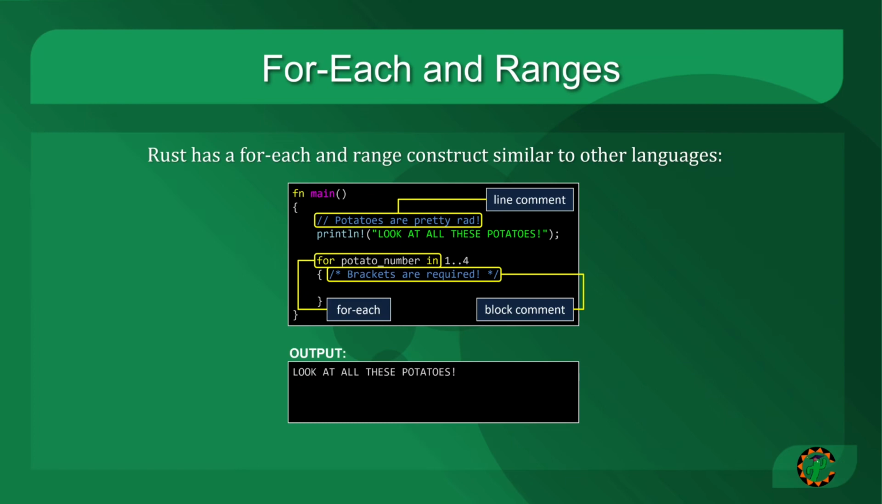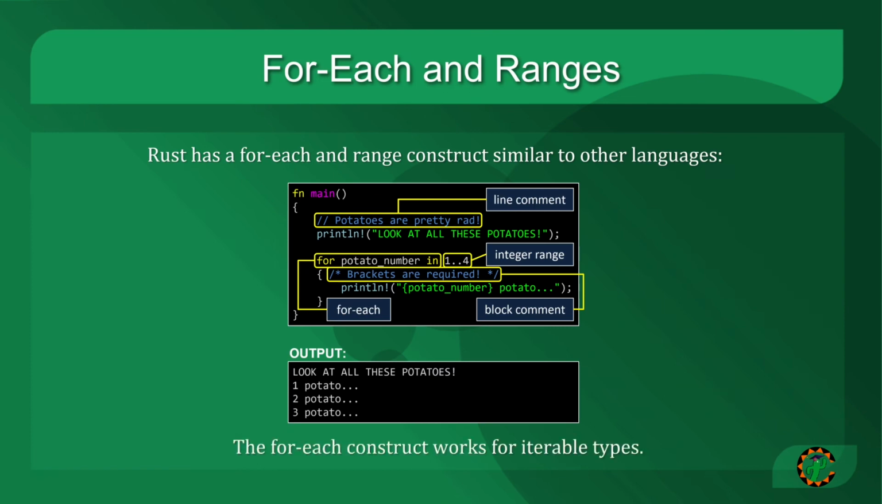As with other variables, it does not require a type, as this can be inferred. The iteration is defined by an integer range. As in most languages, the range indicates the starting point and the end condition, not the final value to use for the loop body. Because the end condition is 4, the body of the loop will be executed for values 1, 2, and 3. In this case, the body is simply a print statement, so it prints 1 potato, 2 potato, 3 potato. While this example in particular uses an integer range, the for each loop can also work with other iterable types, such as those in the standard library.